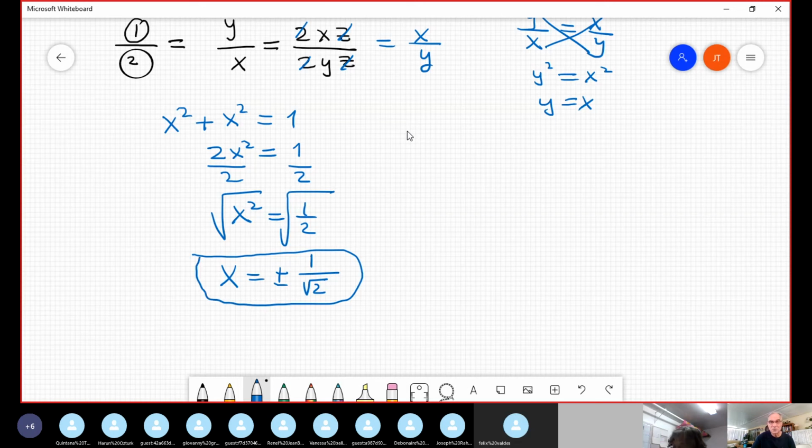And what about the y value? Well, the y value is exactly the same as the x value. We discovered in the middle of the process that the y solution is exactly the same, plus or minus 1 over radical 2. The only new thing is to discover the c value.